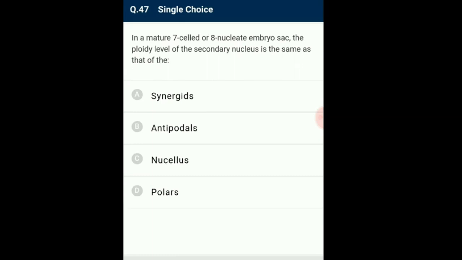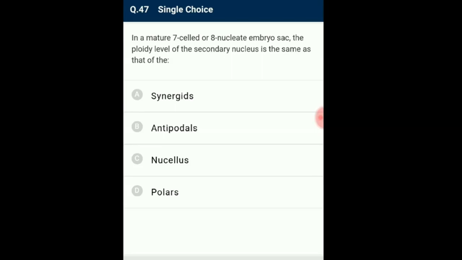Question number 47. In a mature 7-celled or 8-nucleate embryo sac, the ploidy level of the secondary nucleus is the same as that of. The embryo sac is the megagametophyte of the angiosperm, which is a 7-celled and 8-nucleate structure. In it are the antipodal cells, which act as a nutritional center. The female gamete is surrounded by two synergid cells, which help in the fertilization process and are present at the micropylar end of the sac. In the center of the sac, the secondary nucleus is found, which is a cell with two polar nuclei.